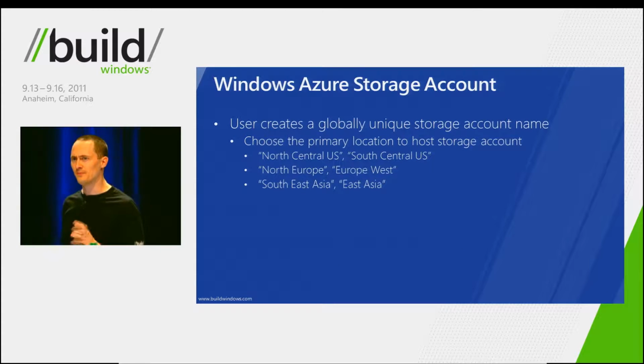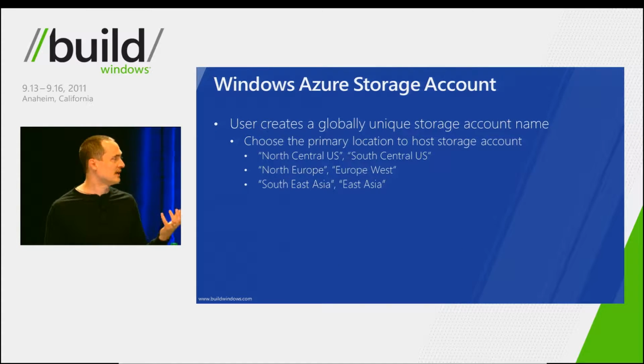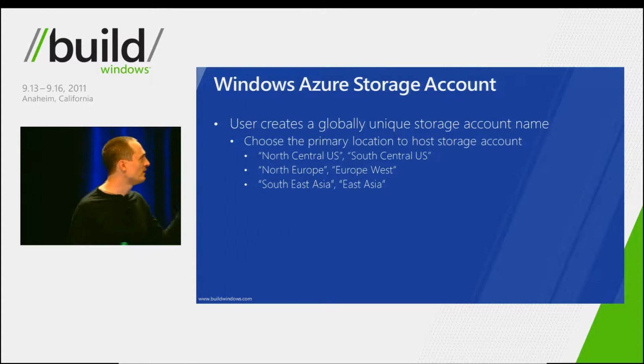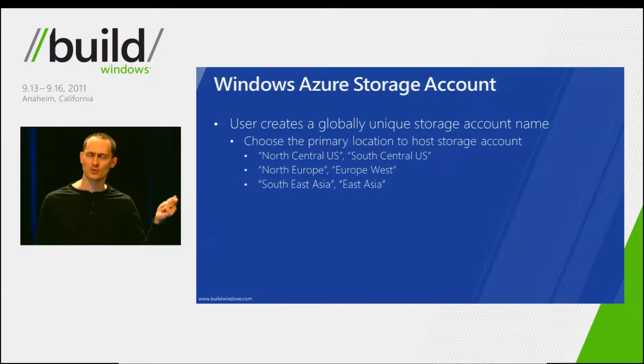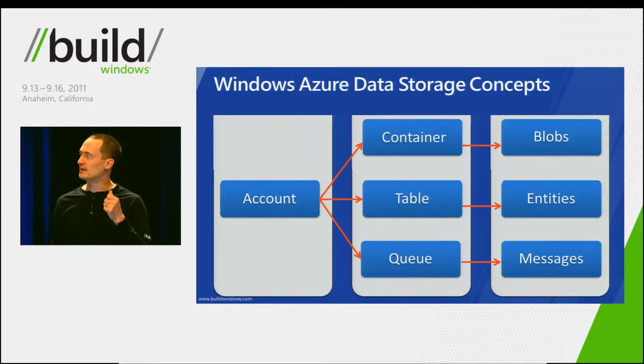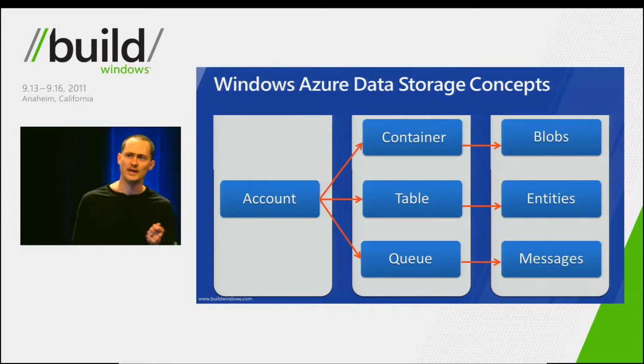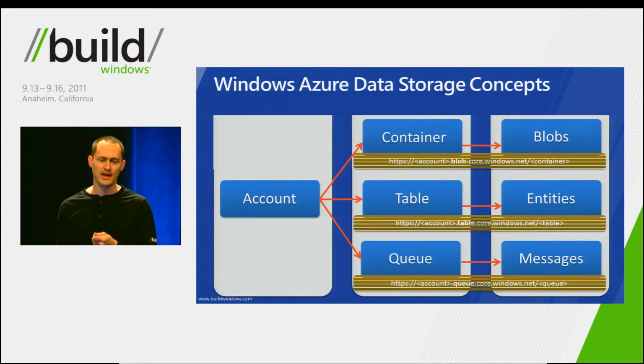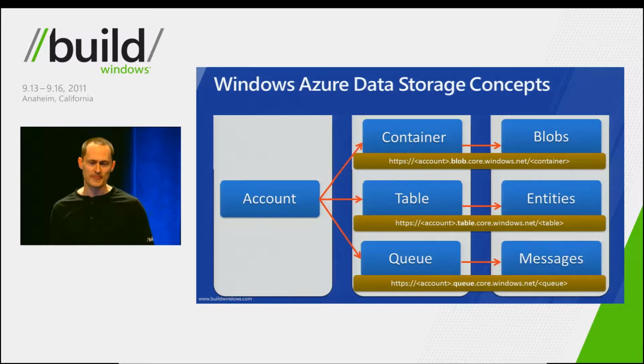Okay. Now, in order to use storage, you need to create a storage account. You create a storage account in one of our 6 data centers. And this is the primary location where all your data is stored and all your read and write accesses go to. Once you have your storage account, you can actually create blob containers, and you put your blobs into those containers. You can create tables, store your entities in the tables, and create queues and put messages in those. And shown here is the URL for accessing your blobs, tables, and queues for the storage account you just created.